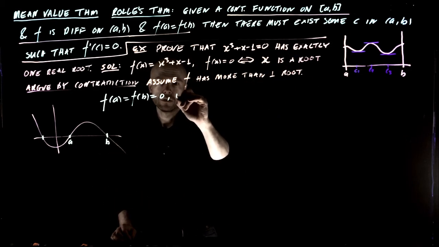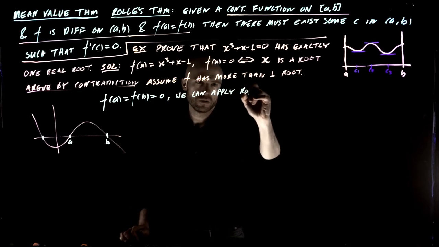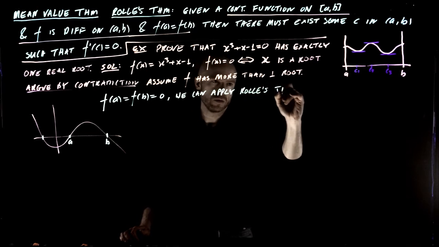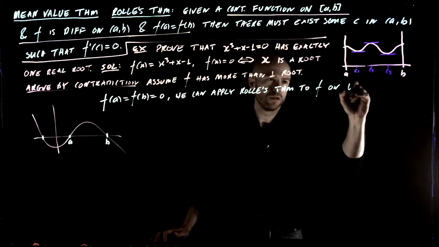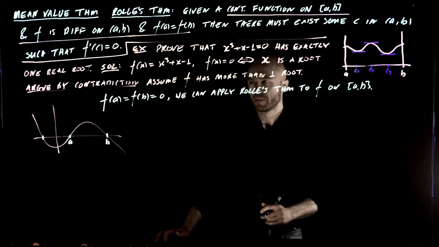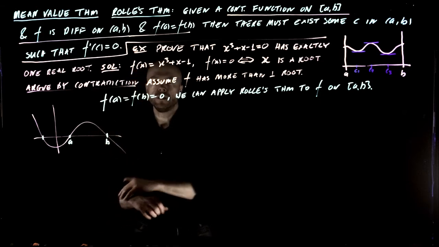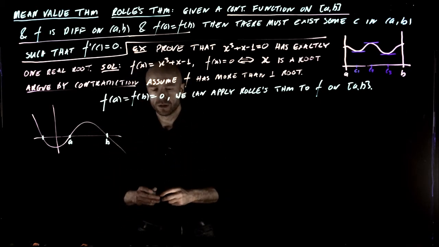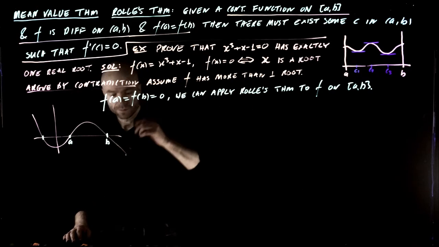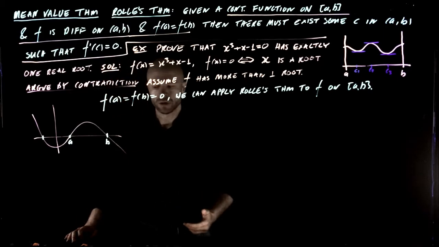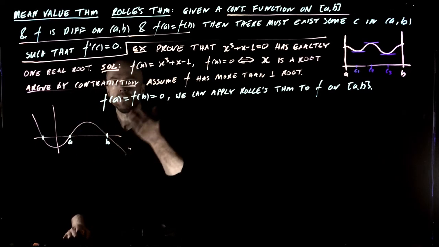So we can apply Rolle's theorem to f on this closed interval A to B. And if we do, then there must exist some critical number, some point C, such that f prime of C equals 0. That is also a critical number, but let's not use that notation in this section. Now we have some idea what would be useful to do. Rolle's theorem says there should be some point between A and B where the derivative is 0.